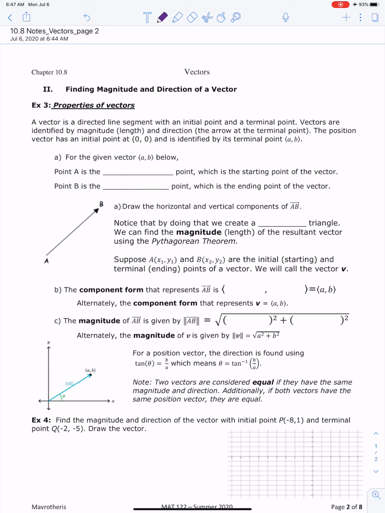10.8 notes, vectors. This is page 2. And so a lot of terminology. You want to make sure that you are using the terminology correctly so that as you are asked for something, you know specifically what you're looking for. We're going to talk about vectors in a couple of different ways, okay?